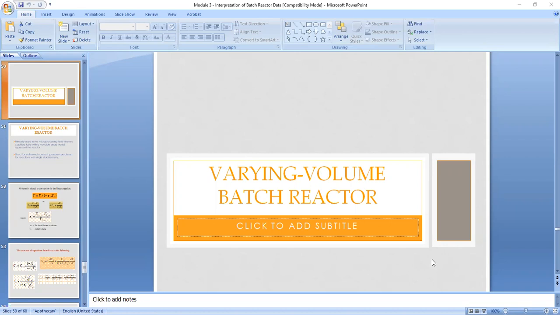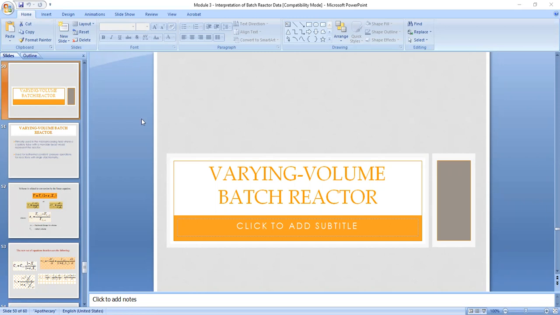Now for this afternoon, we'll be discussing the varying volume batch reactor, and it's also divided into two parts, the integral and differential analysis. The part on differential analysis will just be discussed, not given much emphasis, because just like the differential analysis for constant volume batch reactor data, it relies heavily on graphical procedure. So we will rely on the analytical procedure, which is the integral analysis for varying volume batch reactor.